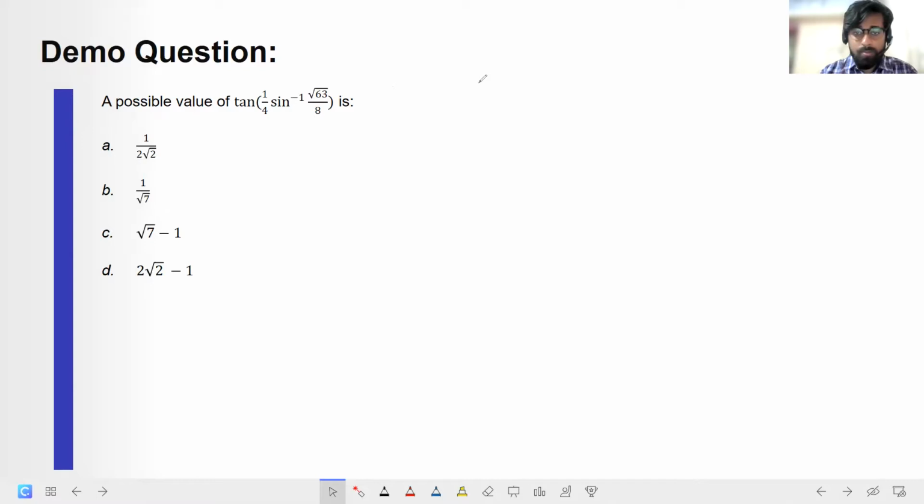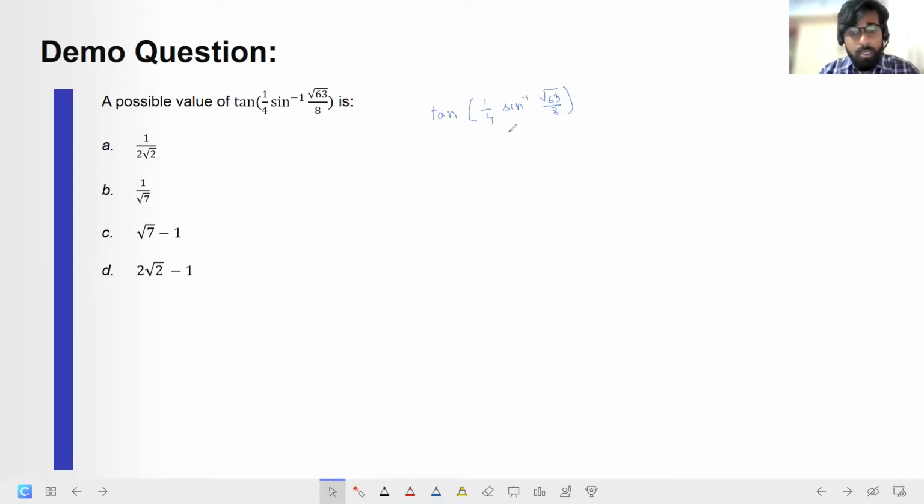Let's write down the question over here. Tan of 1 by 4 sine inverse of root 63 divided by 8. Now we'll have to figure out how to crack this question. Whenever you're seeing questions like this, there are some steps that are involved, and you need to figure out those particular portions.